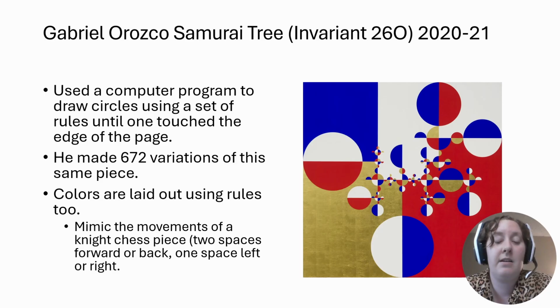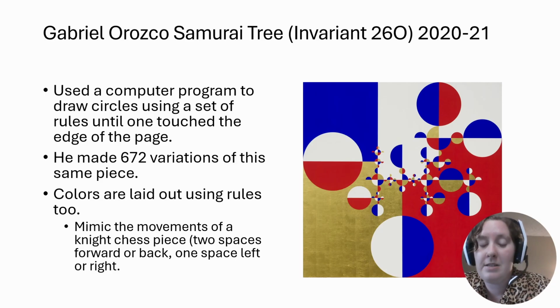He also used the rules of a chess piece, the knight, to create the color pattern. So two spaces forward, one space to the left or right is how he determined each of the colors. His center circle had all four of the colors that he was using: white, blue, gold, and red. And then he made over 600 variations of these. These were digital prints. He kind of let the computer program do its thing, and he printed all of the different variations of them.